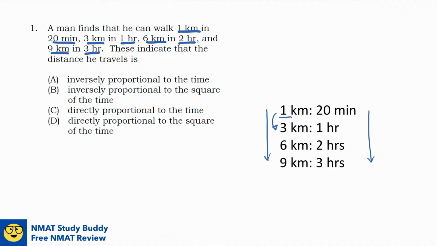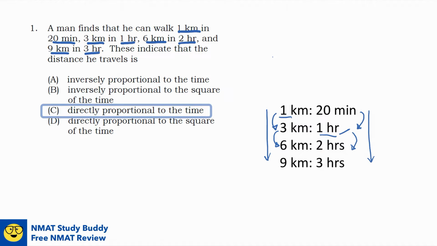Ganon din dito sa time. Yung 20 minutes, when you multiply it to 3, magiging 60 minutes or 1 hour. And then dito naman, yung 3 kilometers, naging 6 kilometers, wherein tinimes mo siya sa 2. And then kapag minultiply mo yung 1 hour to 2, magiging 2 hours. So, ibig sabihin nun, yung correct answer dito is directly proportional to the time.